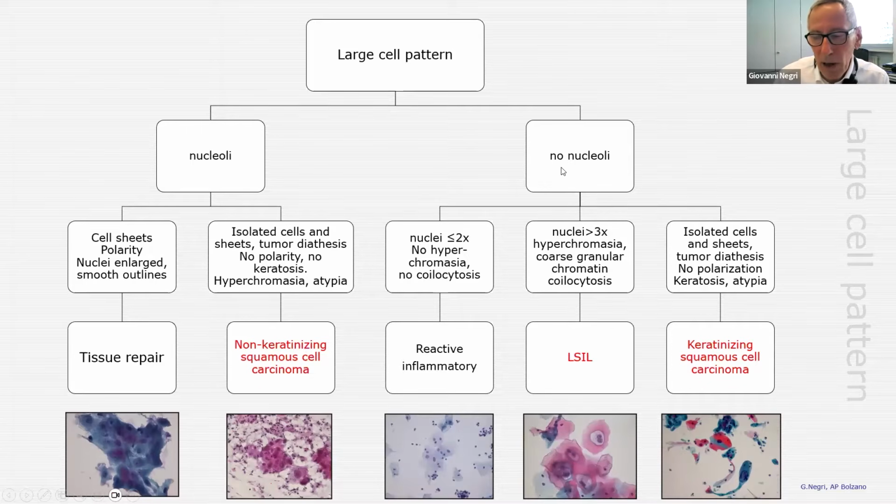If you do not see nucleoli from the beginning, but you see enlarged nuclei, hyperchromasia, coarse or granular chromatin, maybe koilocytes. If you have a higher atypicality again, if you have small and large cells, if you have a tumor diathesis, think about a keratinizing squamous cell cancer. And if you have some nuclear enlargement up to 2 times, no hyperchromasia, no koilocytes, think about reactive changes. So actually a really small amount of differential diagnosis in most cases.